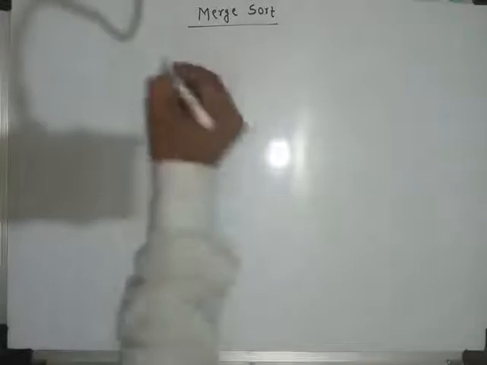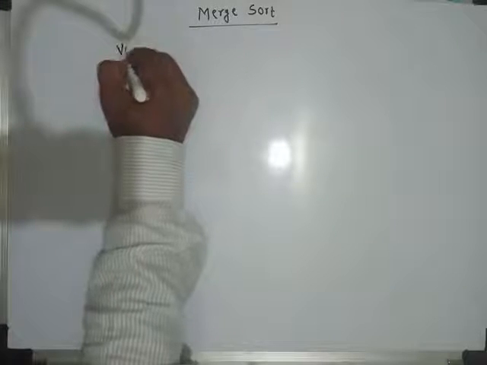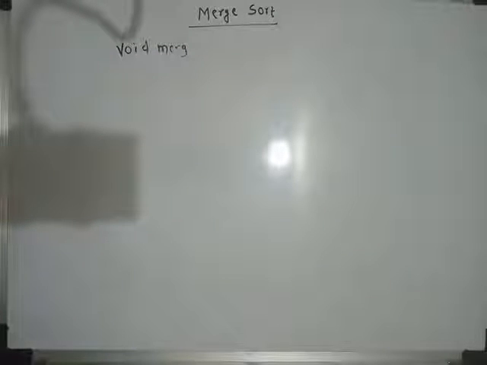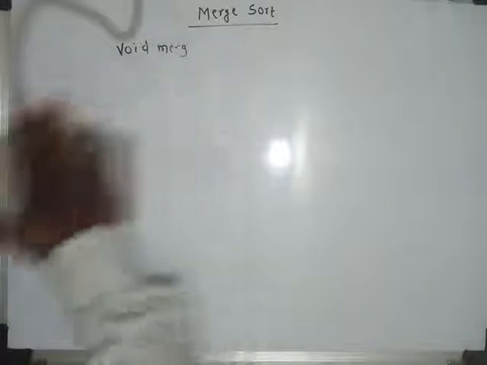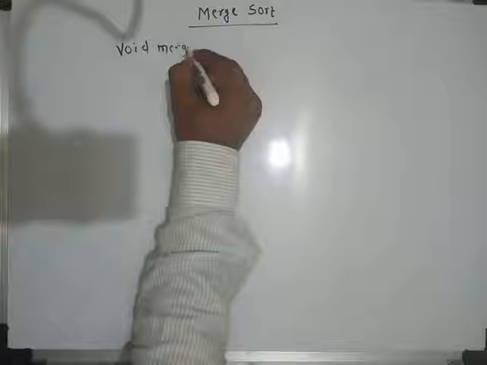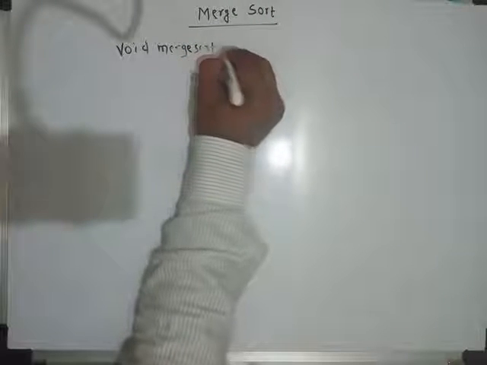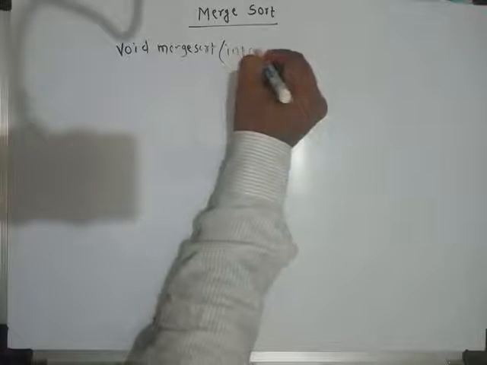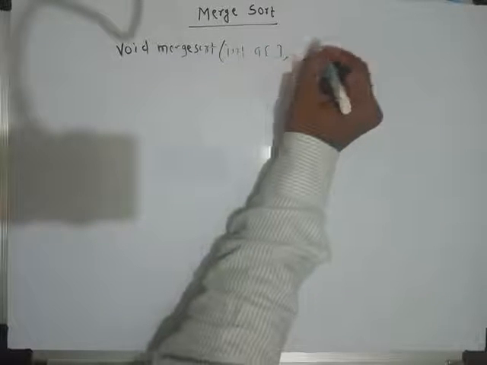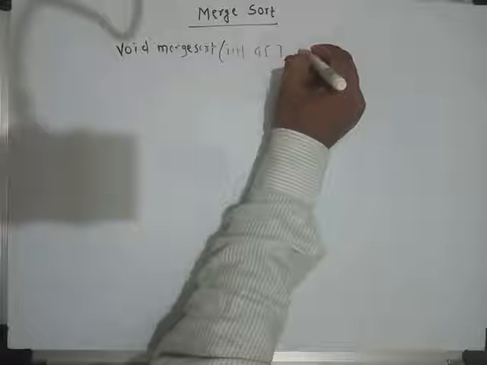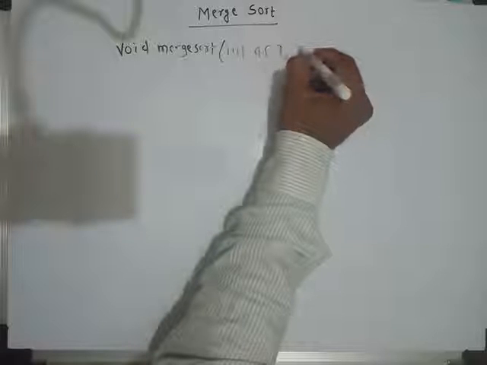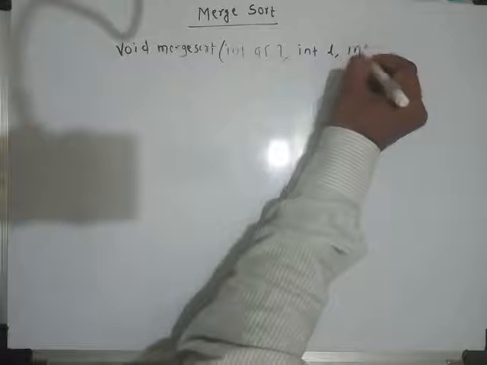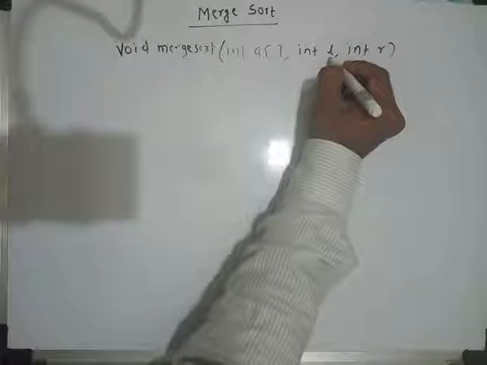So here is the merge sort procedure, void merge sort. To this merge sort procedure, we'll be passing an array. Also, we'll be telling merge sort where the array starts and where it ends. The array is starting at L and it is ending at R.